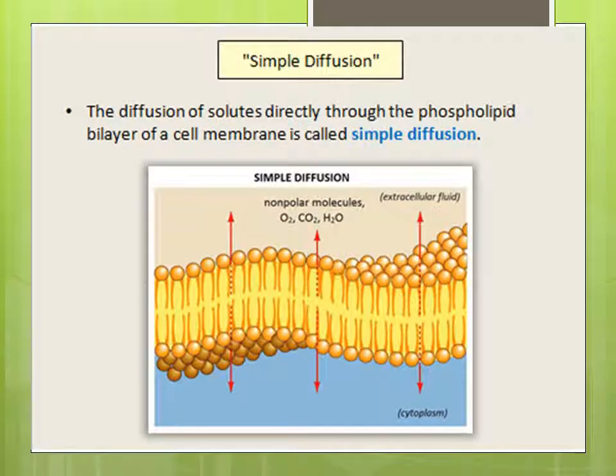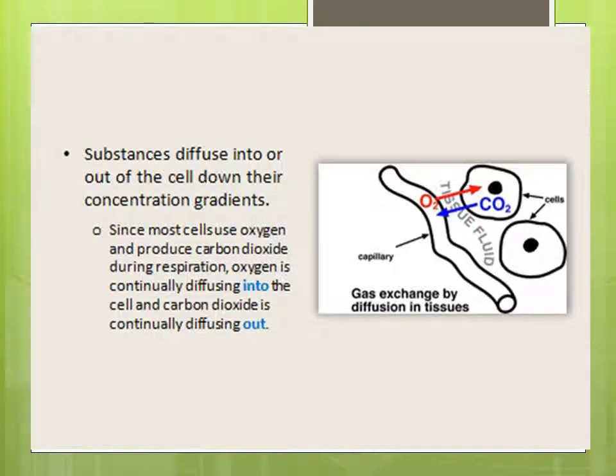The diffusion of solutes directly through the phospholipid bilayer of a cell membrane is called simple diffusion, and it's just going from one side to the other. The substances diffuse into or out of the cell down their concentration gradients. Since most cells use oxygen and produce carbon dioxide during respiration, oxygen is continually diffusing into the cell, and carbon dioxide is continually diffusing out of the cell.